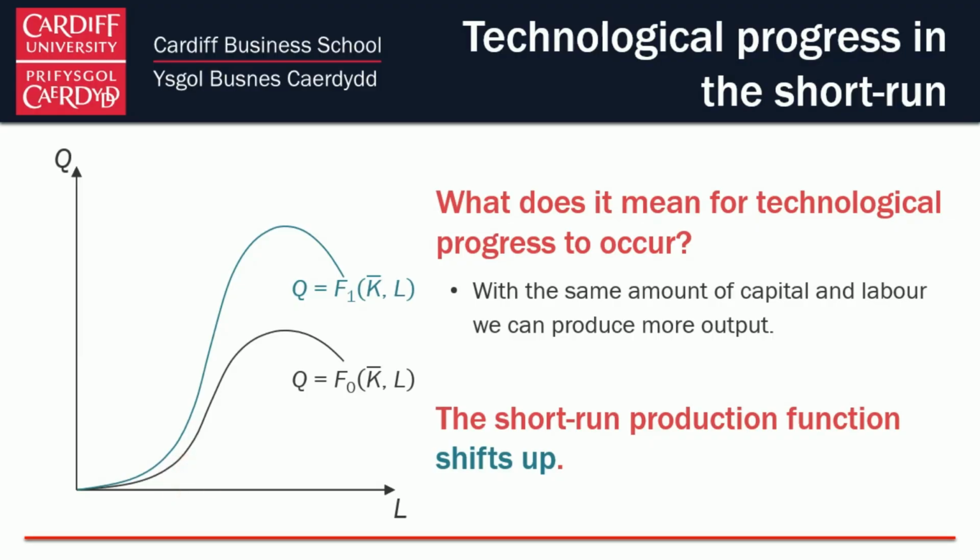If you just eyeball it, this is supposed to be a straight line. So previously you used to produce this much with this amount of labor. Now you're going to produce that much. Previously you used to produce this much. Now you're going to produce that much. So effectively you shift out the entire production function just like that. And it's going to be F1 of capital and labor. F1 is the production function after the technological progress.